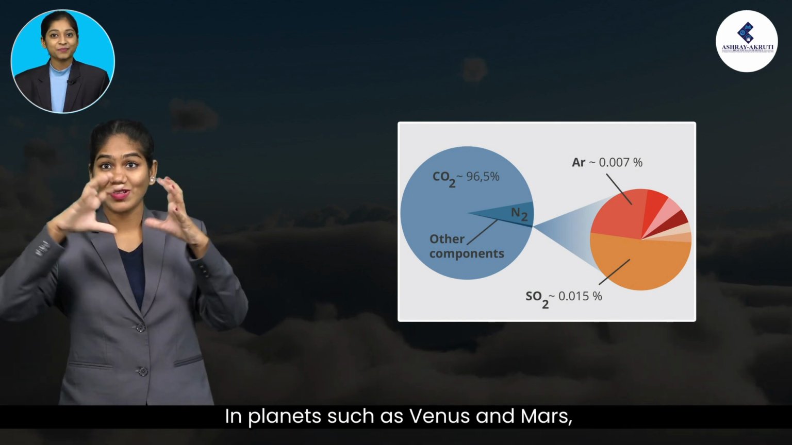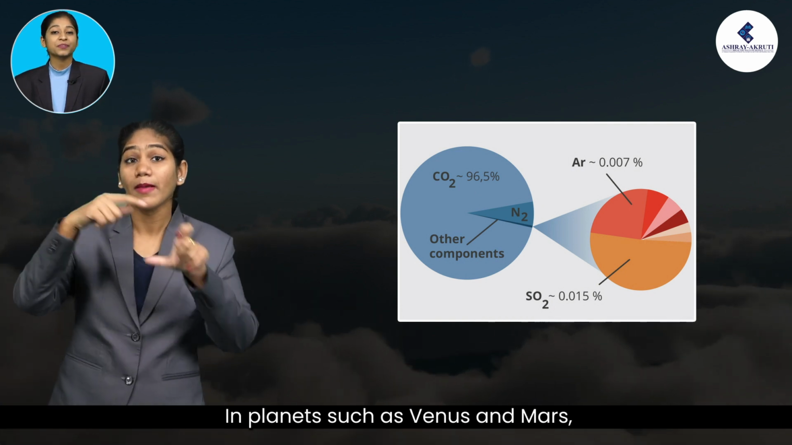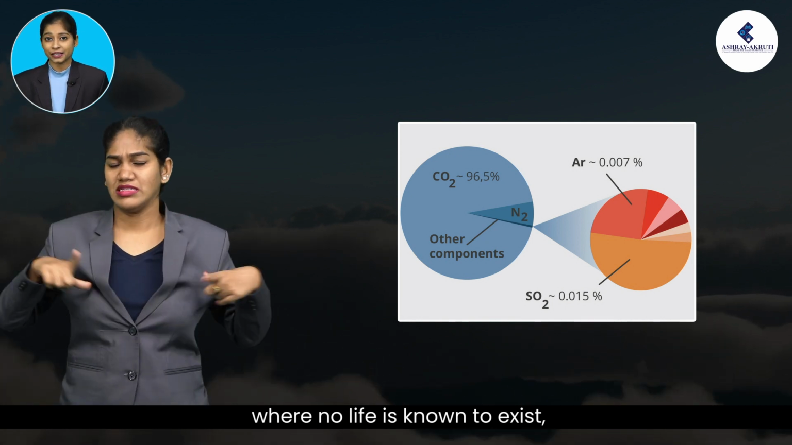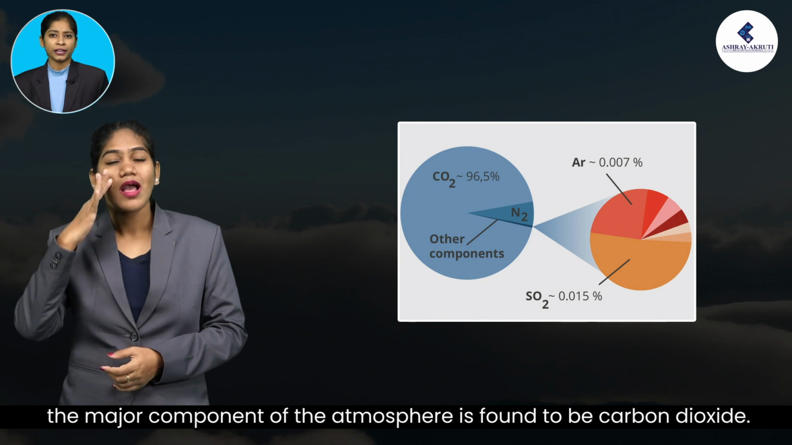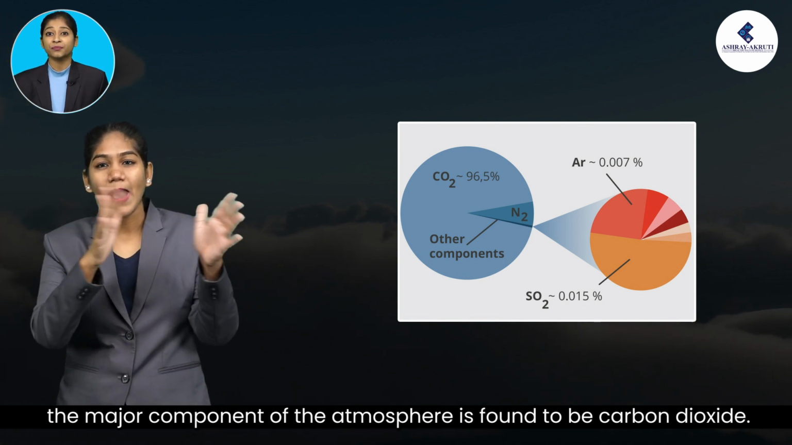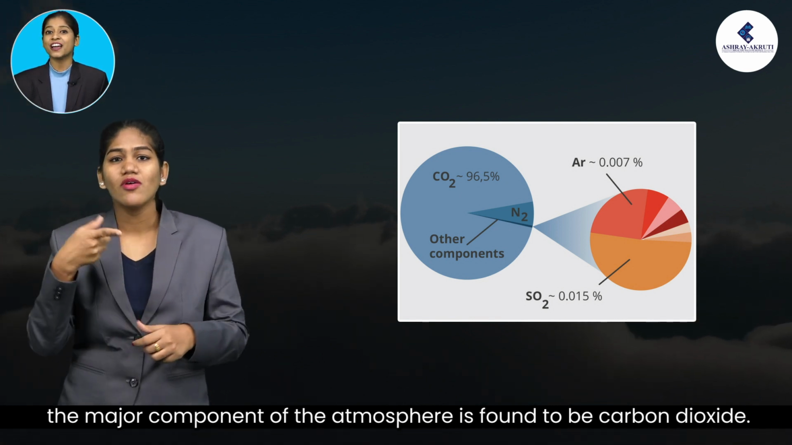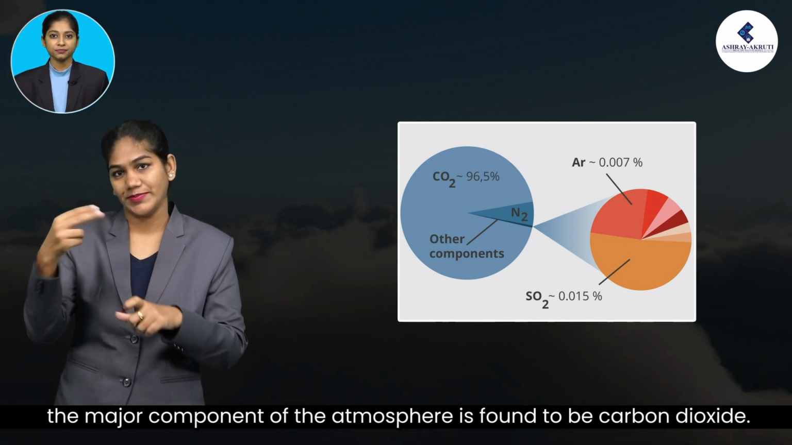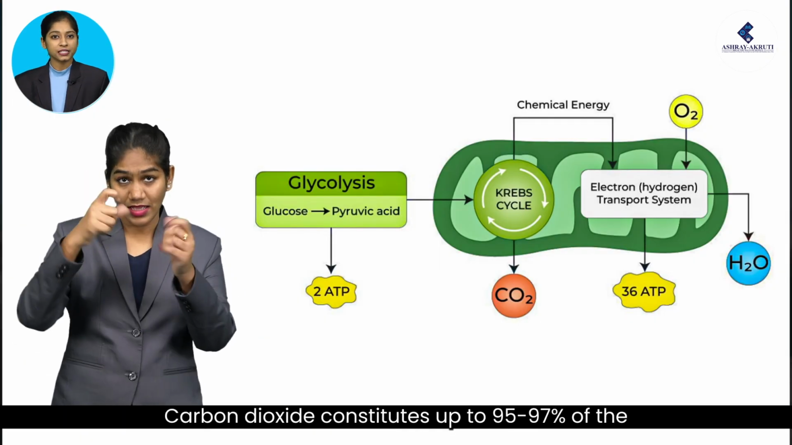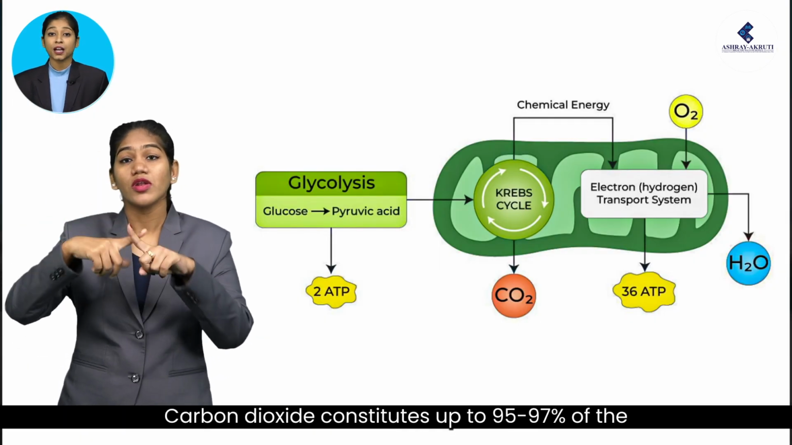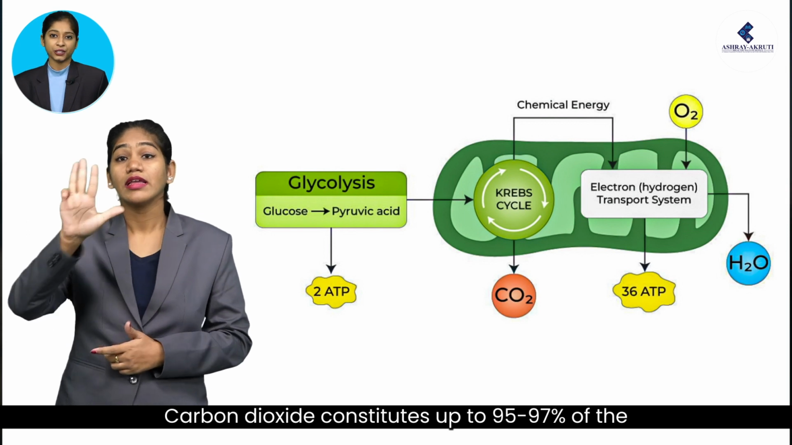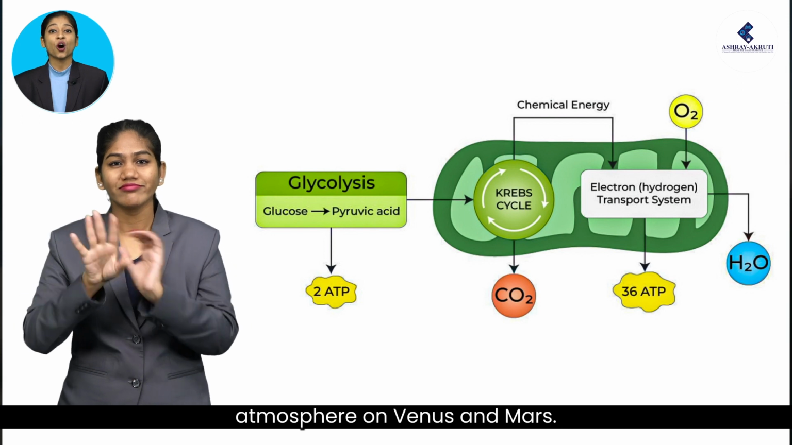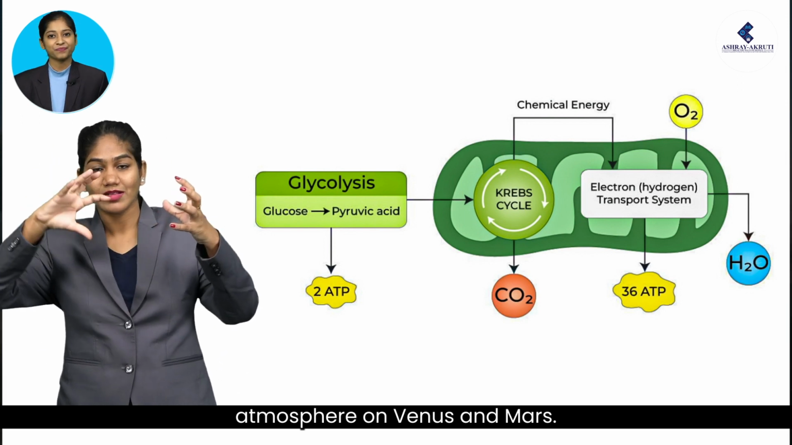In planets such as Venus and Mars, where no life is known to exist, the major component of the atmosphere is found to be carbon dioxide. Carbon dioxide constitutes up to 95 to 97% of the atmosphere on Venus and Mars.